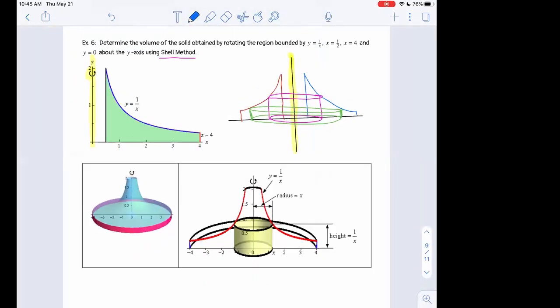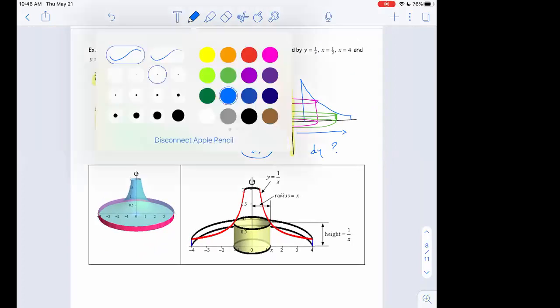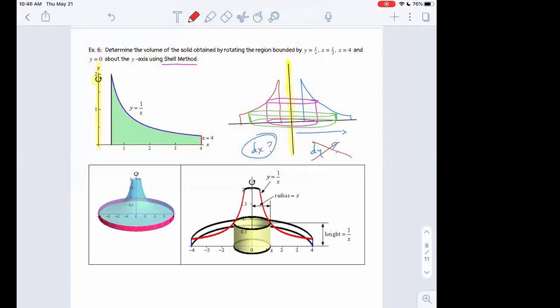All right. So the question, dx or dy? dx. I can see that the radius of my shell is going out along the x-axis. So that is the correct reasoning that we're going to use dx, not dy. Okay? Not dy, but dx.